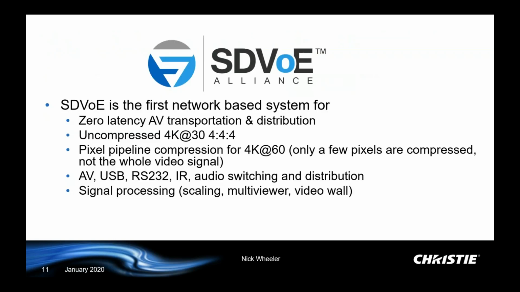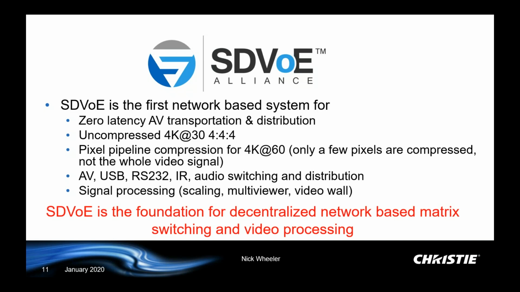So SDVoE is really the first network-based system that can be used for zero latency audiovisual transport and distribution of uncompressed 4K 444, and the pixel pipeline compression, which is what I talked about earlier, for 4K 60 permits us to transmit that signal in a mathematically lossless form. And together with the USB and the RS-232 and the infrared and audio switching and distribution, which can be completely independent from one another, and the signal processing that's available right now, including scaling and the multi-viewer and the video wall, which we'll be going into between today's presentation and tomorrow's presentation, you end up with a tool that's incredibly powerful. So it really is the foundation for the decentralized network-based matrix switching system and video processing system.